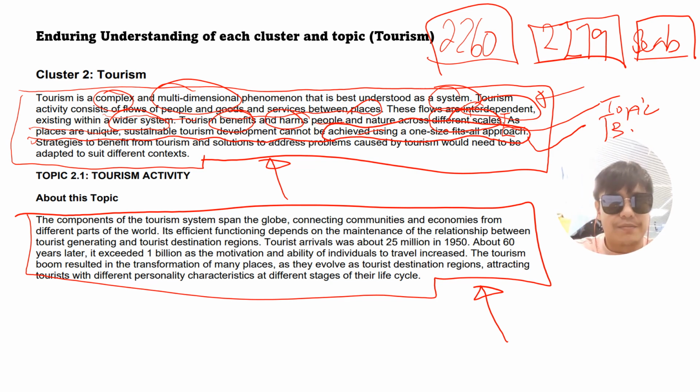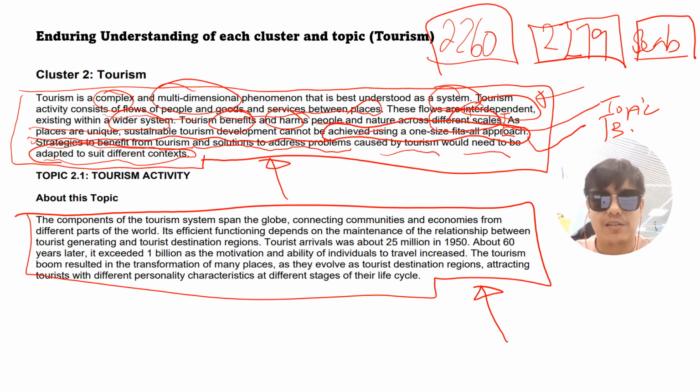Last but not least, strategies to benefit from tourism and solutions to address problems caused by tourism would need to be adapted to suit different contexts. So in your essay, I always tell my students, you need to be able to tell me that if country A adopts this certain strategy versus country B that adopts this strategy, it will be different.